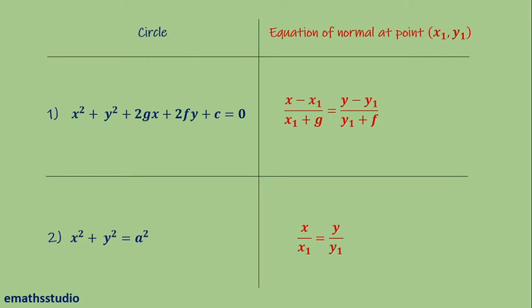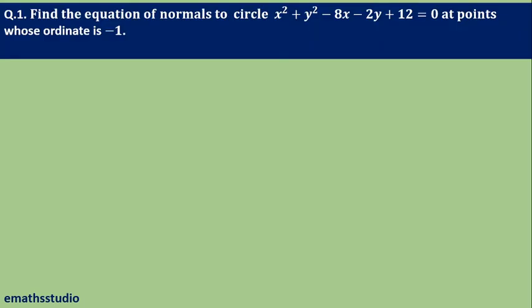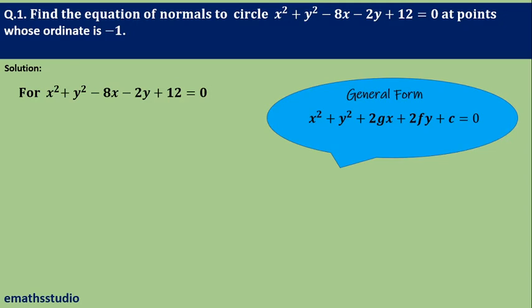Now we go through one question to understand how to apply all these things. The question is: find the equation of normals to the circle x² + y² - 8x - 2y + 12 = 0 at points whose ordinate is -1. Now look at the solution. The circle given is a general circle, so I am comparing it with the equation of a general circle to get the values: 2g is -8, so g is -4; 2f is -2, so f is -1; and the value of c is 12.